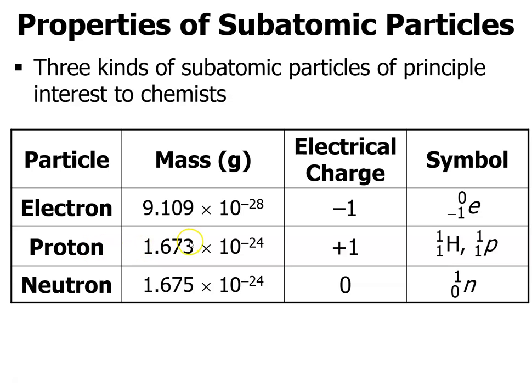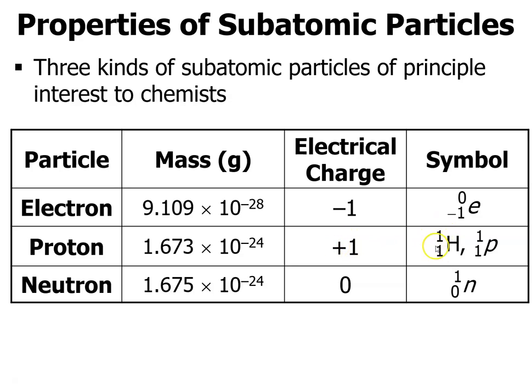A proton, on the other hand, is 1.6 times 10 to the negative 24th. Still really, really small, but multiple orders of magnitude bigger, right? This is negative 28, that's negative 24, that's 4 whole units, 4 whole spaces on the digits. So this is exponentially bigger than an electron. And it has a positive 1 electrical charge.